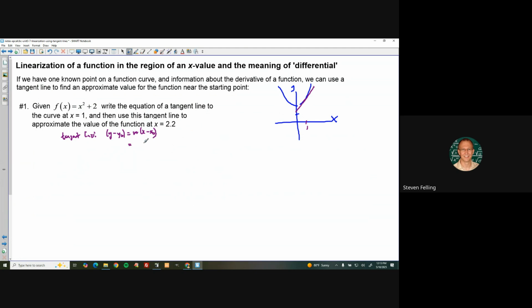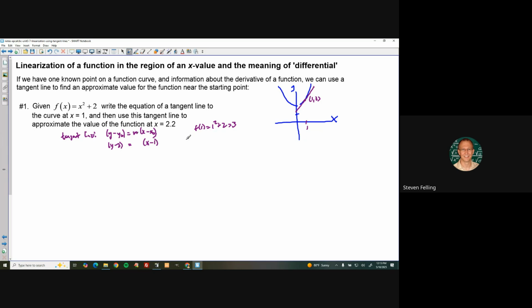Right? So the first thing is we know that we're supposed to be doing this at x is 1, so that means this x0 is 1 here. In order to find the matching y, we're going to plug that 1 into the function. Since f of 1 is 1 squared plus 2, which is 3, we're at the point (1, 3). This is y minus 3. So first you have to get the xy pair where you want the tangent line to attach to the function.